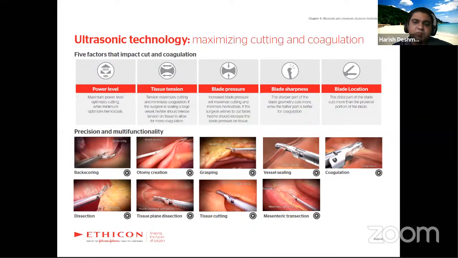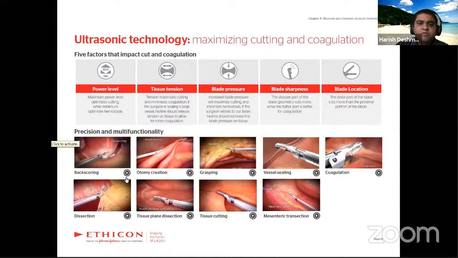Blade sharpness: when you're using it, the sharpness of the blade automatically reduces, so that also affects it. Blade location also affects it, because if you're using the tip of the Harmonic blade, you'll have a better cutting speed. If you use the proximal end of the blade, you'll have better coagulation, whatever the power level may be. So all these factors put together work on Harmonic.